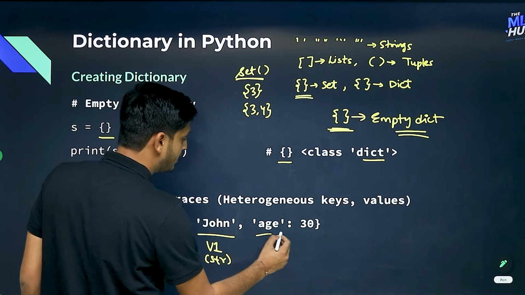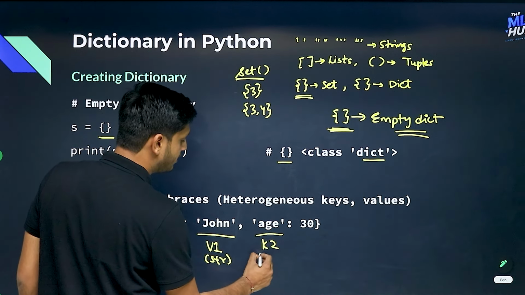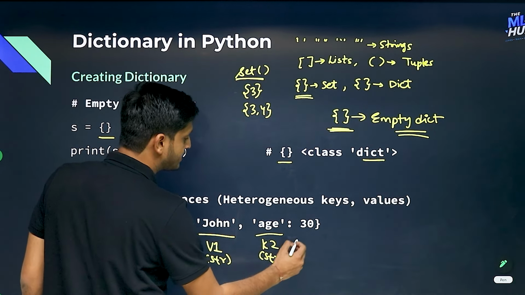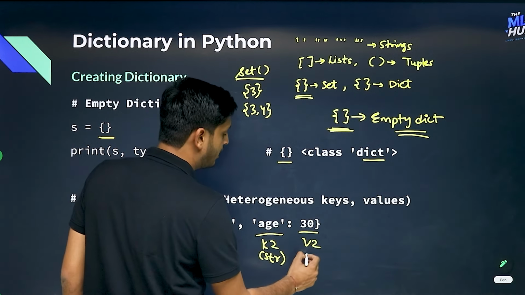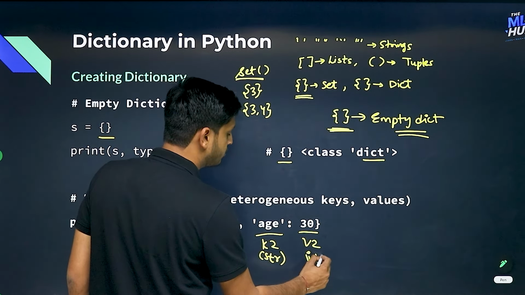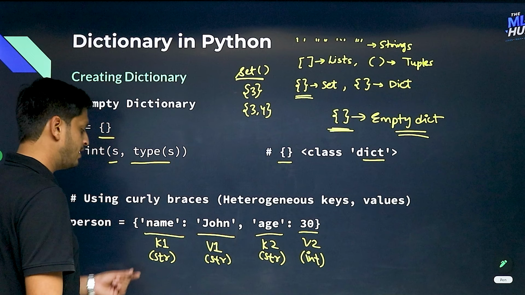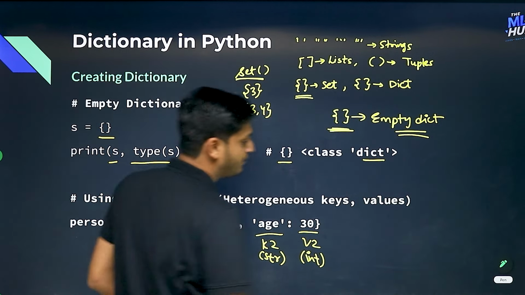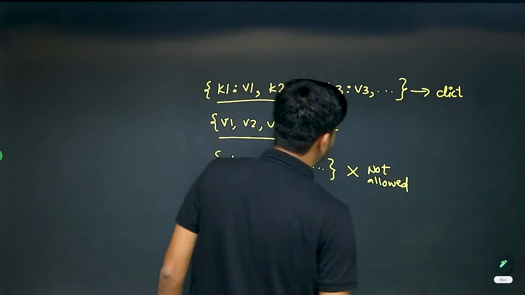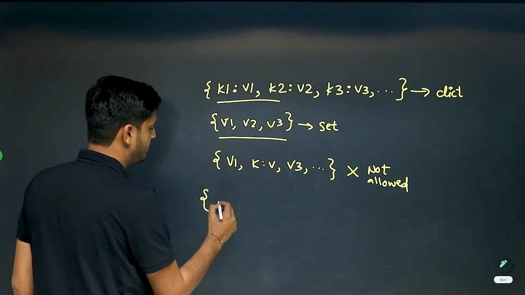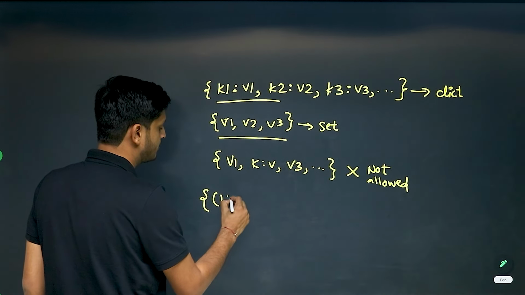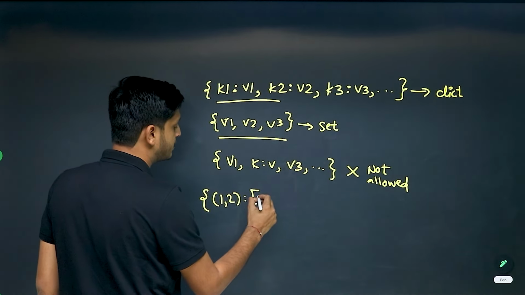And then for the second key, this is the second key. Here it is of type string, and this is the second value corresponding to it, and it is of type integer. So this is allowed. Okay. A string can be a key and the value can be anything actually. So you can even have a dictionary like this. Let's say you have a tuple as a key and a list as a value.